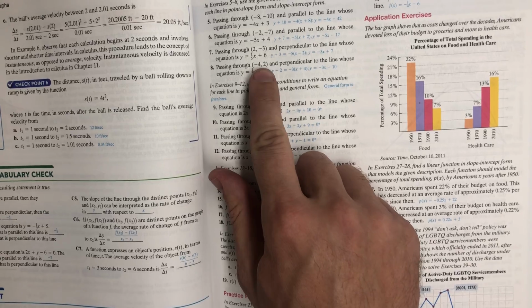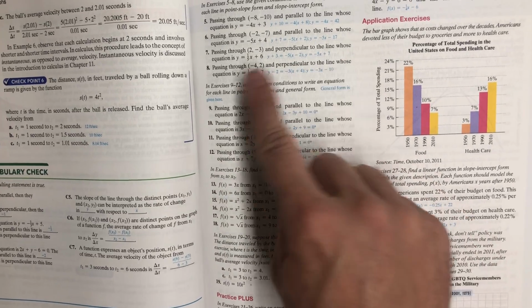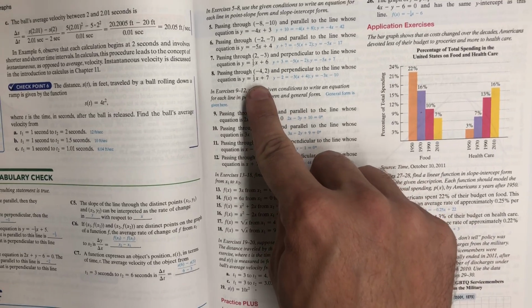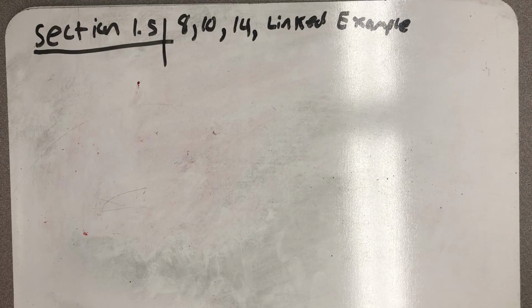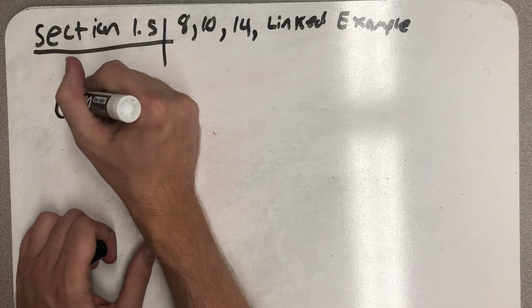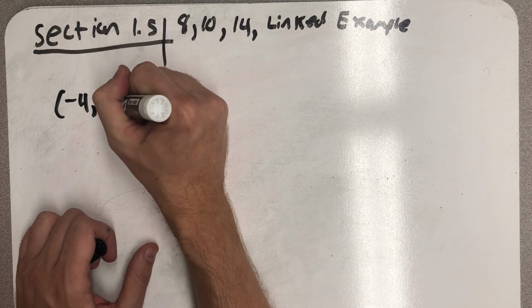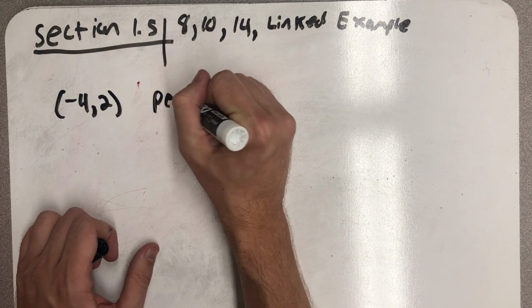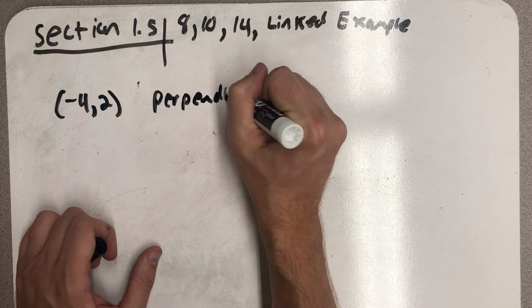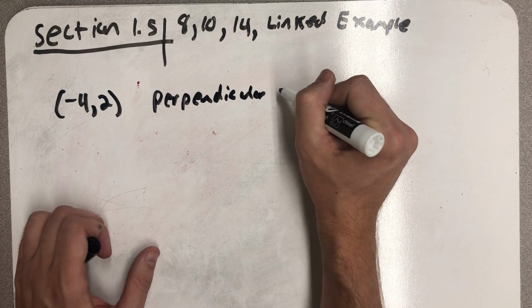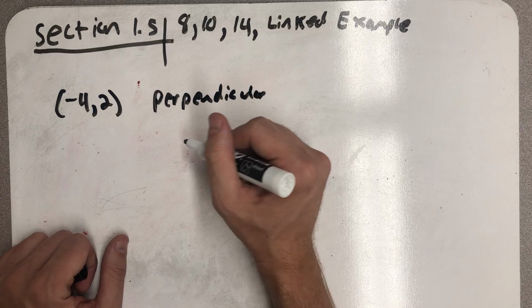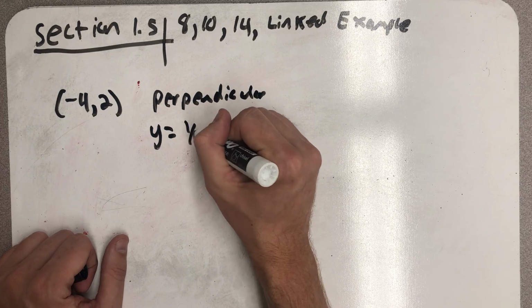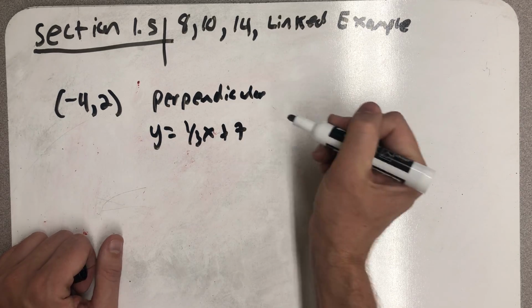Okay, so in number 8, we're asked to find the line passing through the point (-4, 2) and perpendicular to the line whose equation is y = 1/3 x + 7. So we're given a line and a point. I'm given the point (-4, 2), and I'm asked to find the line passing through that point and perpendicular to y = positive 1/3 x + 7.